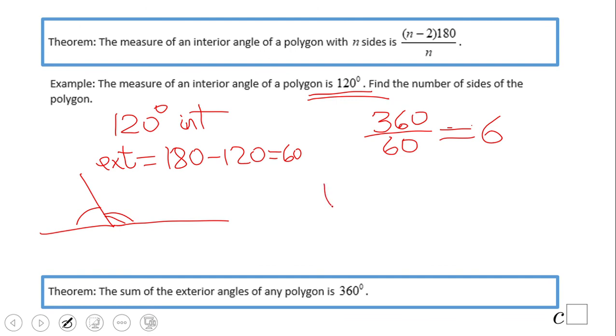And you get the same number, n equals 6. The polygon for which the interior angle is 120 is a polygon of 6 sides. If you remember the name, that would be great. The name is hexagon, right?